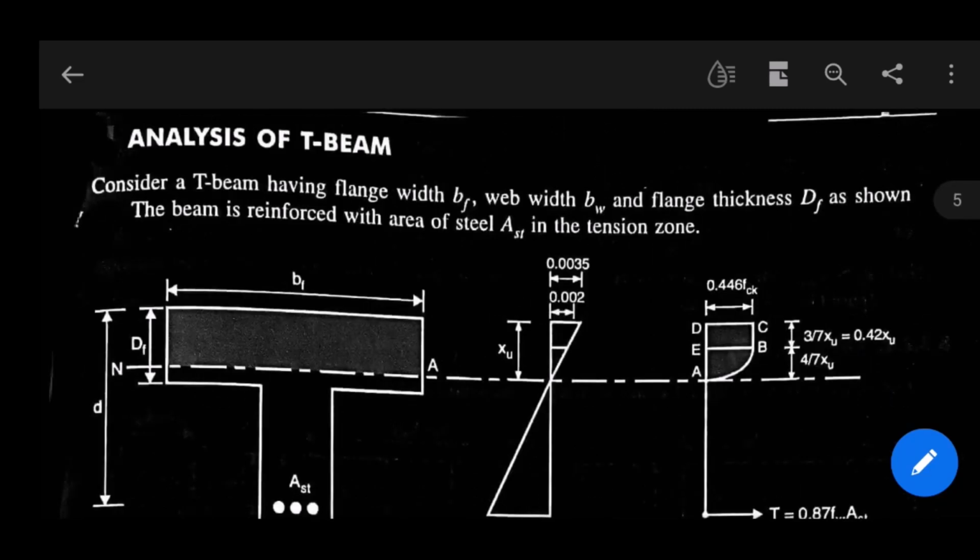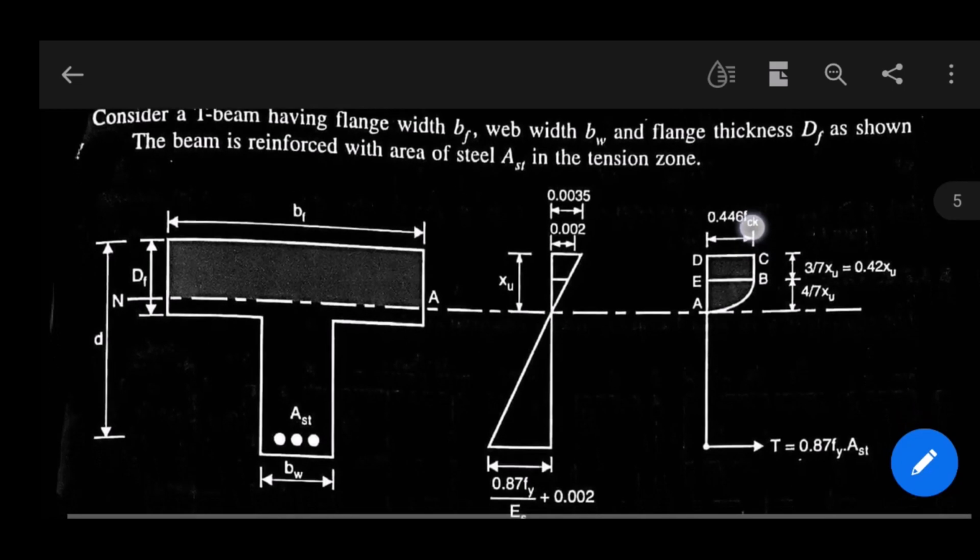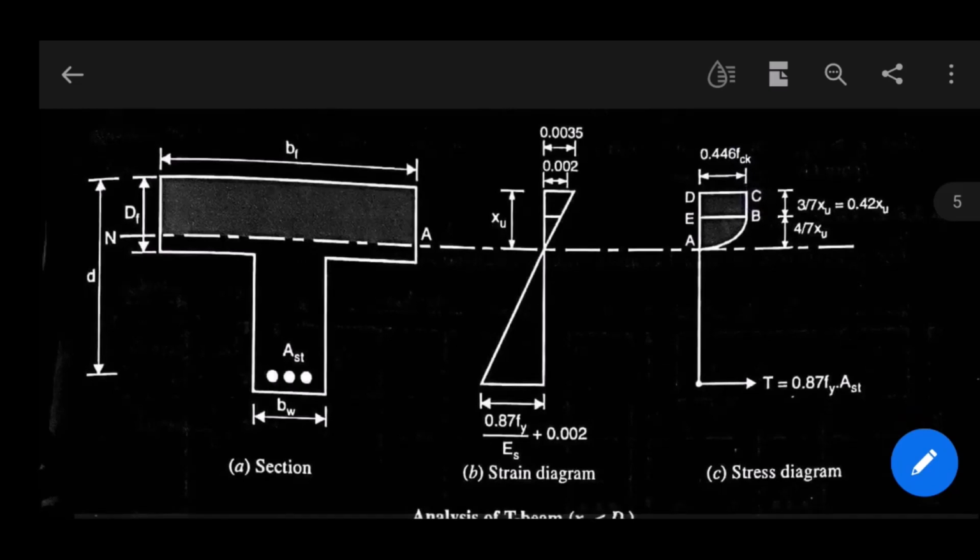So first we will consider the case when the neutral axis lies in the flange portion, but the basic considerations are the same for both cases. Now consider a T beam having flange width BF, web width BW, and flange thickness DF as shown in the figure. The beam is reinforced with area of steel AST in the tension zone. As you see in the figure, the leftmost portion is the section, figure B is the strain diagram, and figure C is the stress diagram or stress block.